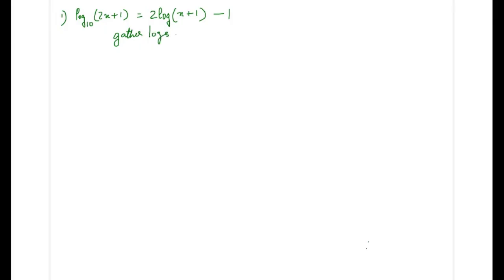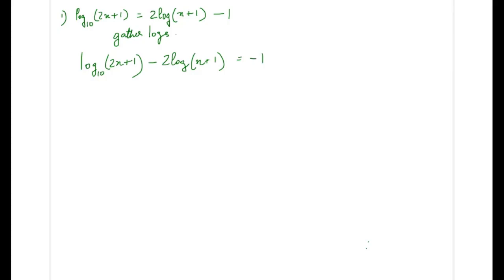So I'm going to write that as log base 10 of 2x plus 1, and 2 log x plus 1 on the other side is negative 2 log x plus 1 is equal to minus 1.